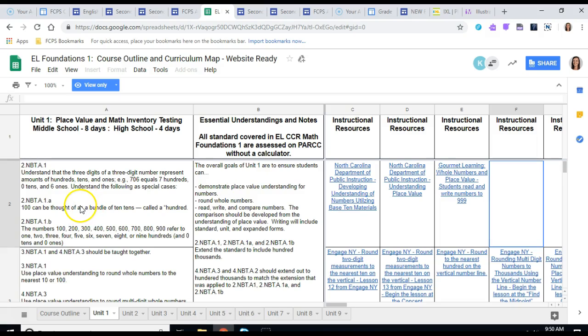And as always, if you have any questions, reach out to our EL team, and we're happy to help you work through some of that differentiation and scaffolding for your EL Math Foundation students.